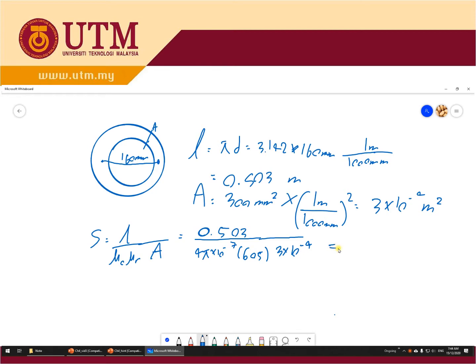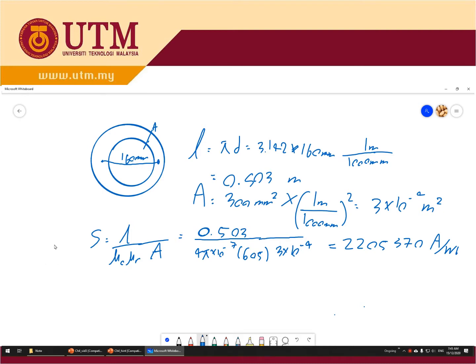So the answer is 2205370 ampere per Weber. This is the reluctance. For this case, make sure you use a lot of points, because it is very small and very large. Make sure you practice your calculator.